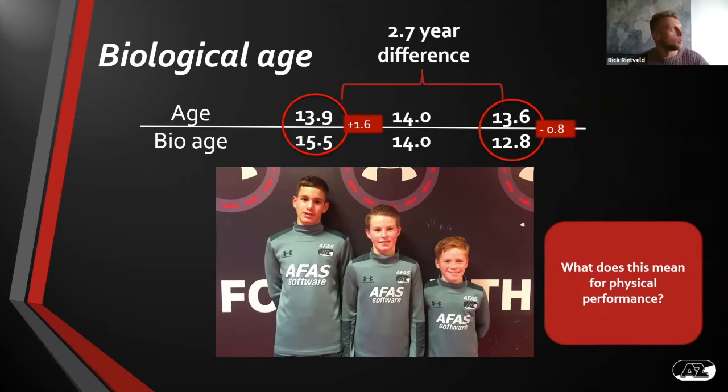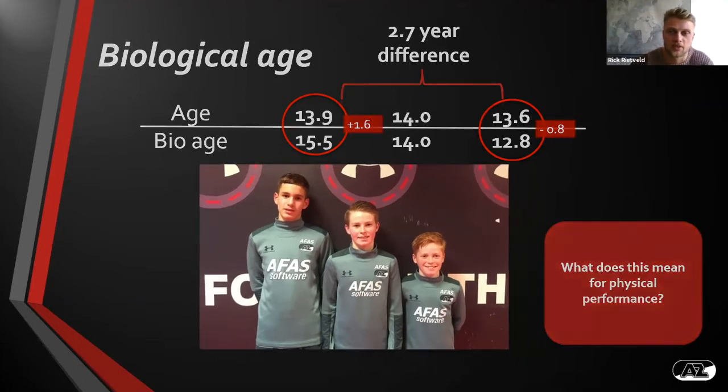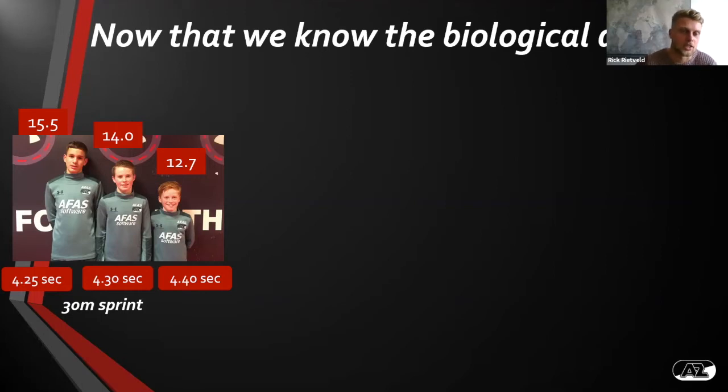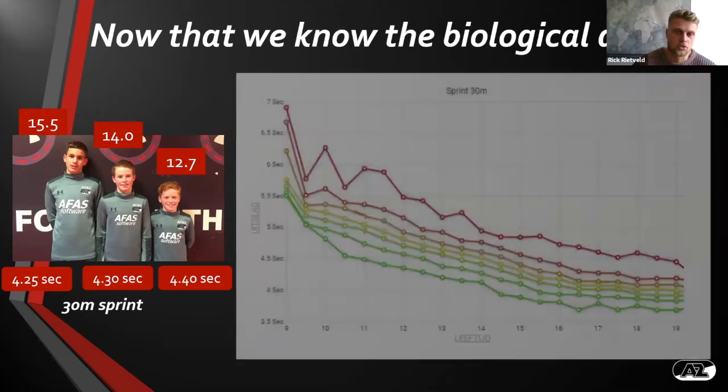So how can we give a fair judgment on the physical performance of these players? For example, we take a 30 meter sprint and we get the scores of the guys. Like I told you, the left guy is the fastest in this example and the right guy is the slowest. But what does this actually say? If we do this test and we give the scores back to the trainer, the left guy will be the fastest guy. So in potential, you would say he will be the fastest, but is this really true?